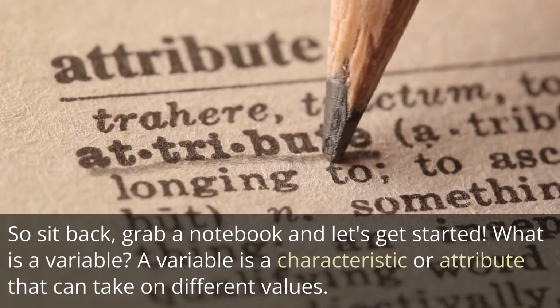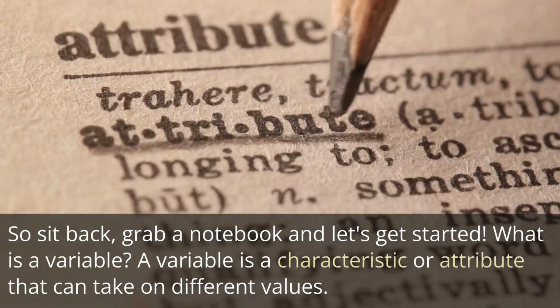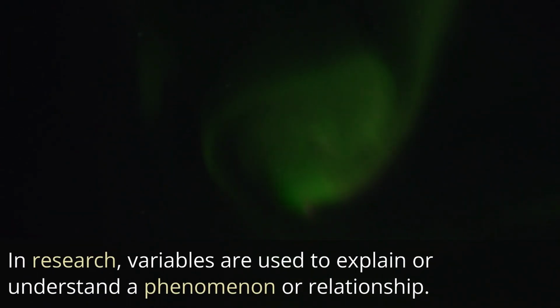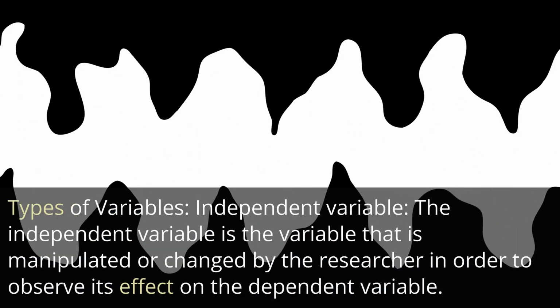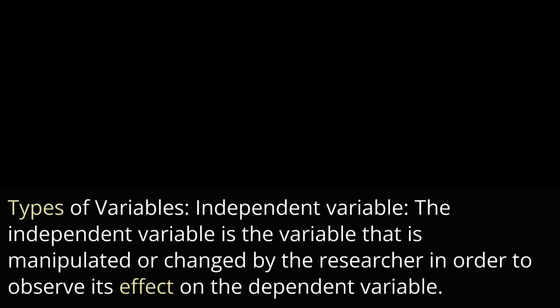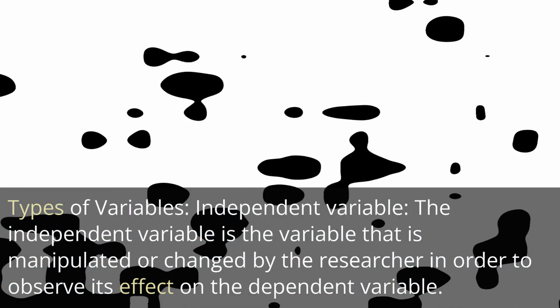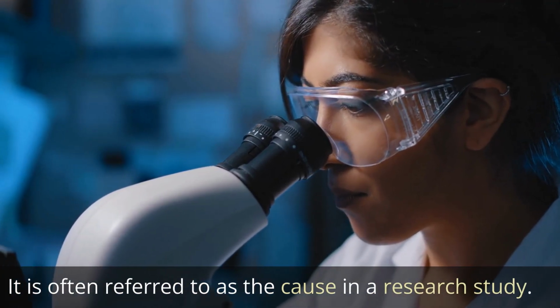What is a variable? A variable is a characteristic or attribute that can take on different values. In research, variables are used to explain or understand a phenomenon or relationship. Types of variables. Independent variable. The independent variable is the variable that is manipulated or changed by the researcher in order to observe its effect on the dependent variable. It is often referred to as the cause in a research study.